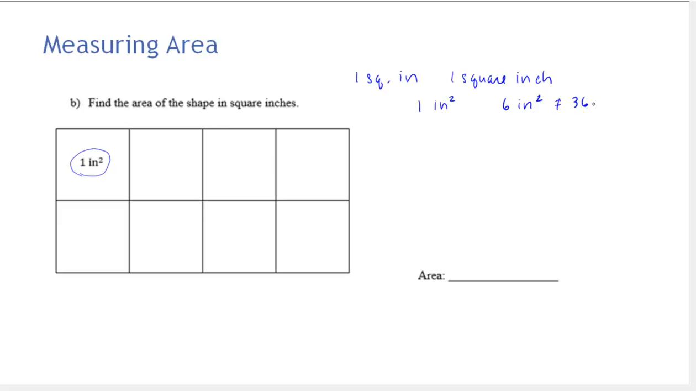Okay, so this is our unit of measure, and the square is telling us that we're measuring it in squares that look like this. Okay, so to find this area, if I know that each square is 1 square inch, I'm just going to count them. So this is 1, 2, 3, 4, 5, 6, 7, 8 square inches. So the area of this figure is 8 inches squared, or 8 square inches.